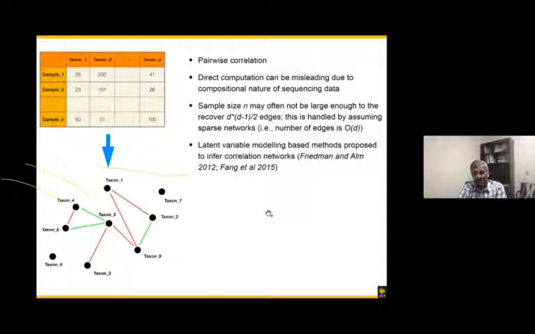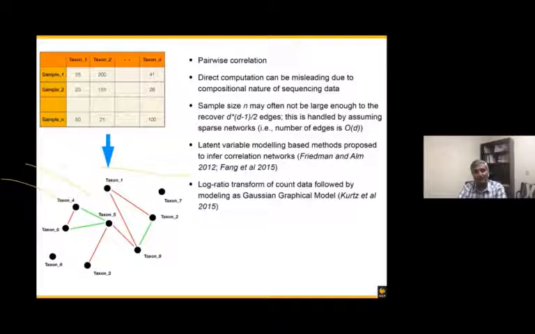And so there have been several different methods proposed to infer these correlations or partial correlations. And they often all involve, as one of the first steps, taking the raw data here and doing a log transformation. And then you follow this by modeling it using various approaches. The one that we are going to use here is something referred to as a Gaussian graphical model.